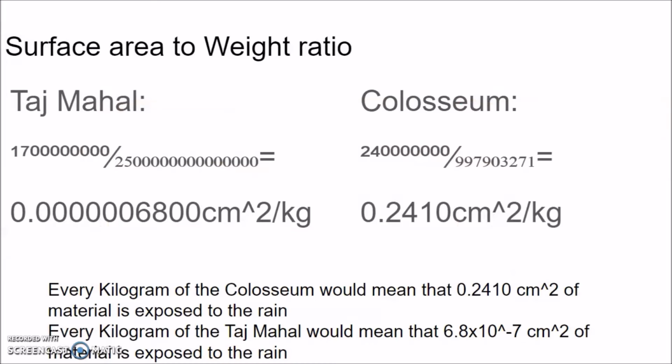From this data, we can find out the surface area to weight ratio of the structures, which we can use to simulate corrosion of the structures in an experiment using props. We found that the Colosseum has a larger surface area to weight ratio of 0.2410 cm square per kg compared to the Taj Mahal's 6.8 times 10 to the power of -7 cm square per kg.